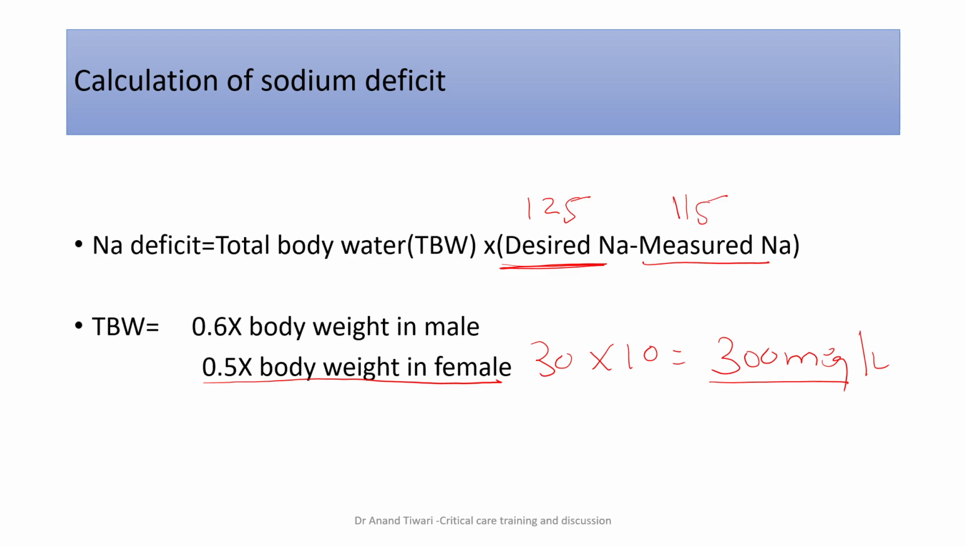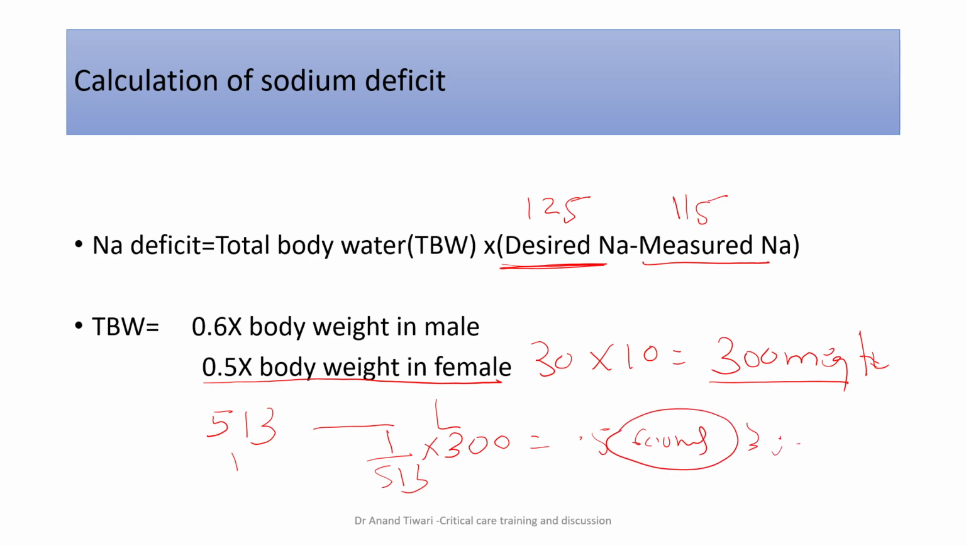Now this 300 milliequivalents, how should I transfuse as 3% saline? I know that 3% contains 513 milliequivalents per liter. So 1 milliequivalent is 1 by 513, into 300. That turns out to be something like 550 or 600 ml of 3% saline. That has to be given over the 10 milliequivalent rise, which I have to replace in 12 hours. So you can divide 600 by 12, that is around 50 ml per hour.